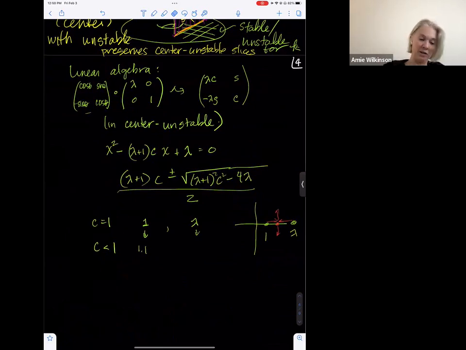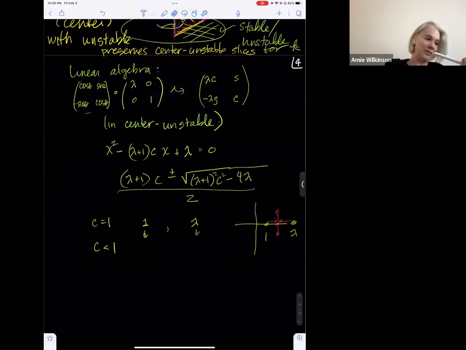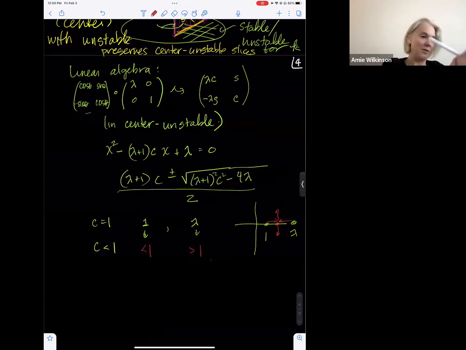So anyway, this one is going to get a little bit bigger, and this one's going to get a little bit smaller. So this becomes less than 1, and this becomes greater than 1. Or this becomes greater than 1, slow myself down, and this becomes less than lambda. So a little perturbation changes them.